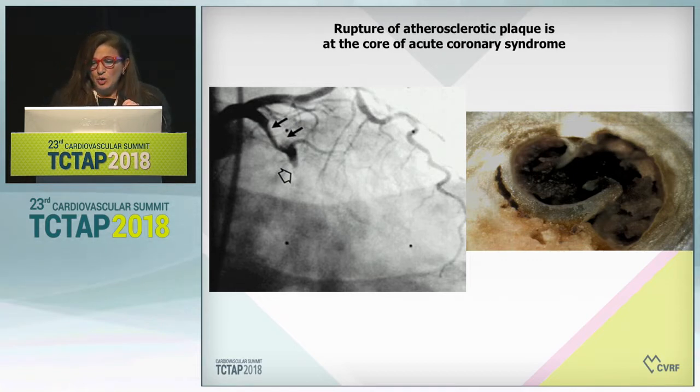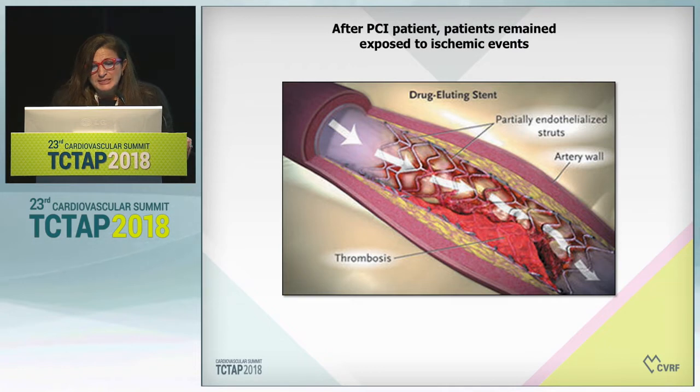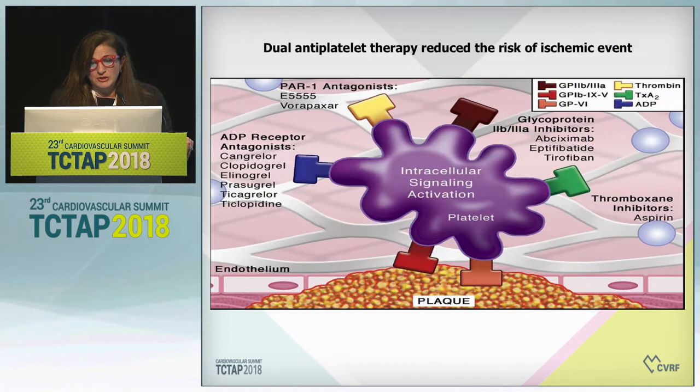And why we care about that is that in an acute coronary syndrome patient, obviously we're very concerned about the culprit lesion and the issues that can happen there, but that same patient is at a higher risk for recurrent events. After PCI, these patients continue to be exposed to ischemic events, and we see a residual ischemic event rate of about 10 to 15% in these patients. The current treatment options are dual antiplatelet therapies to reduce these ischemic events.